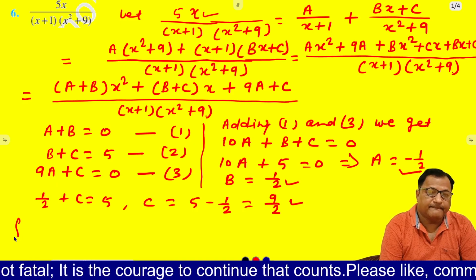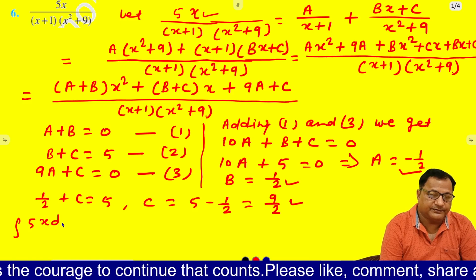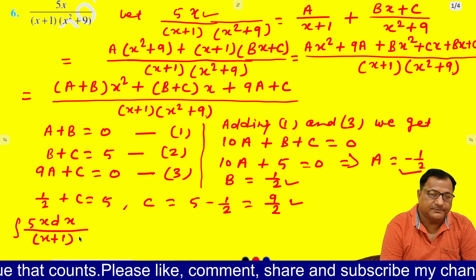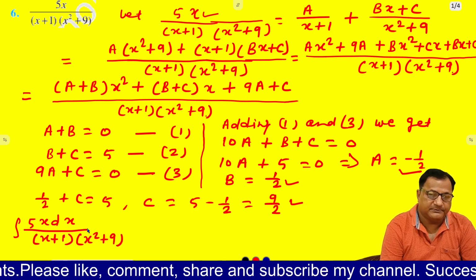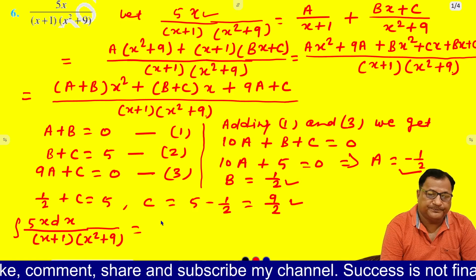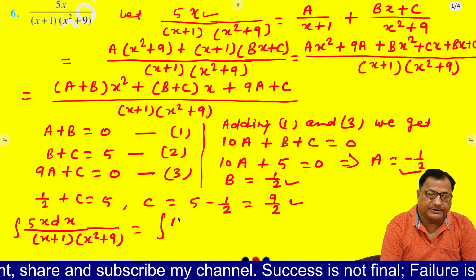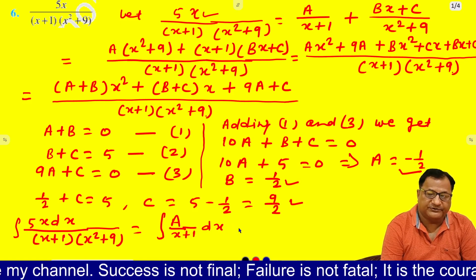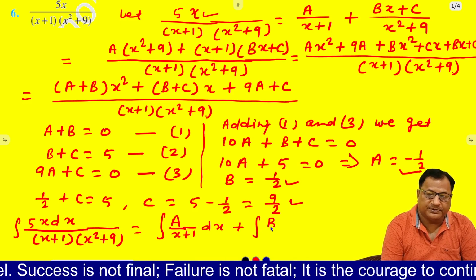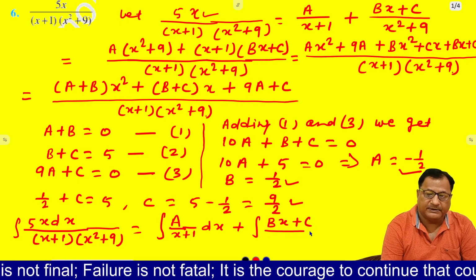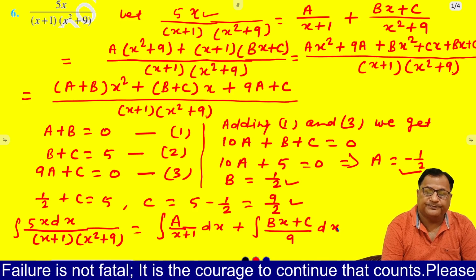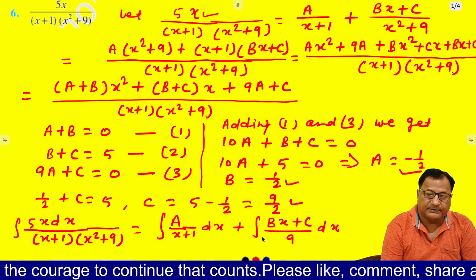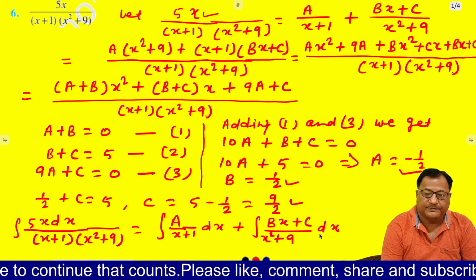Integration of 5x dx divided by (x plus 1)(x square plus 9) is equal to integration of A by (x plus 1) dx plus integration of (Bx plus C) by (x square plus 9) dx.